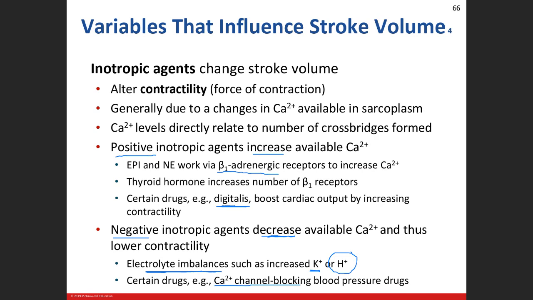So channel blocking drugs are great for blood pressure. You decrease the contractility or the heart rate. All right? But not, let me rephrase that. You'll decrease the stroke volume, all right, not the heart rate, the stroke volume.